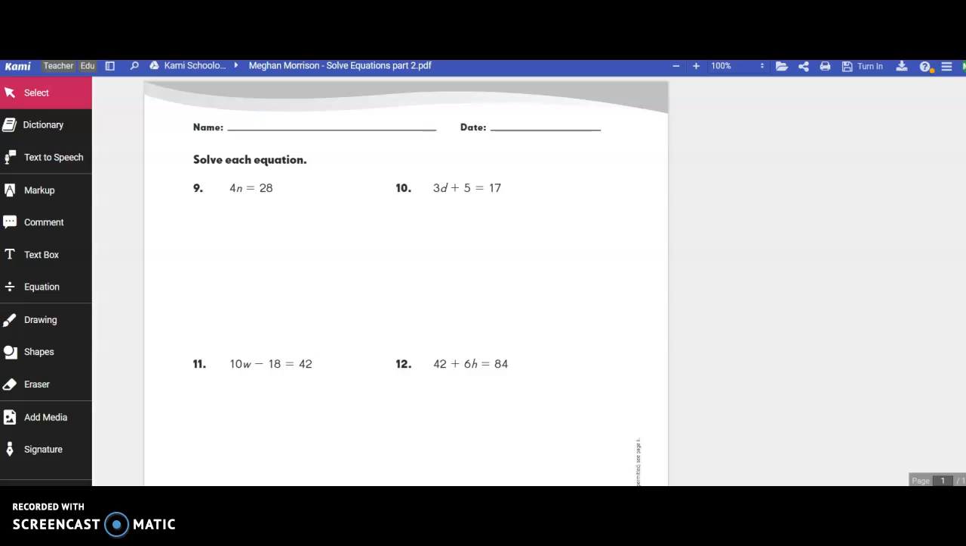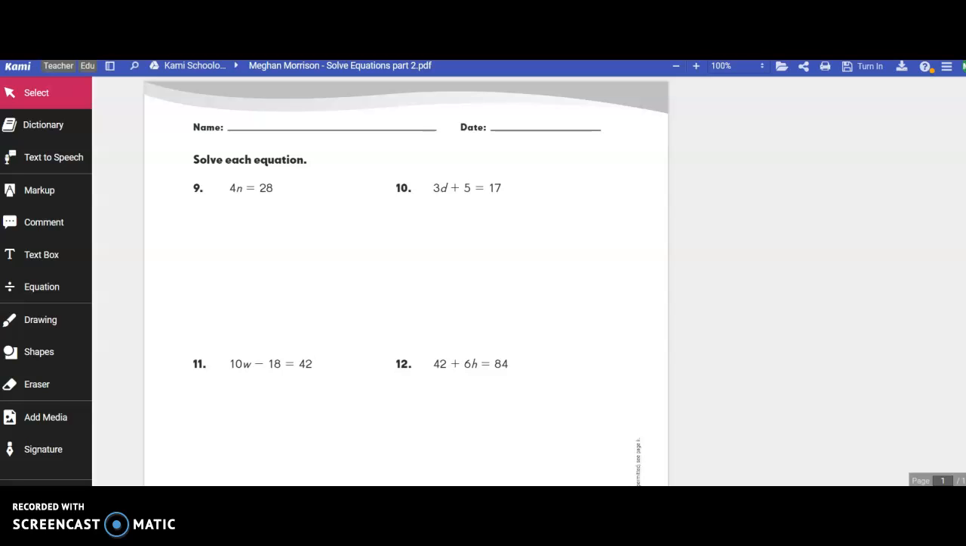You might want to wait and come back to this one after we do our hands-on equations because you'll learn some more strategies. But bear with me while we look at these together. So the first option is to simply guess and check.